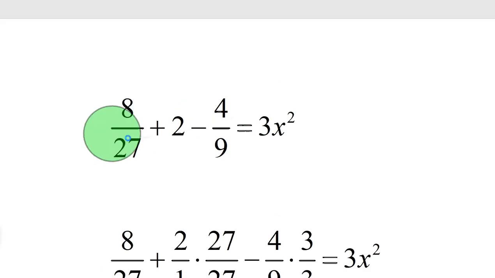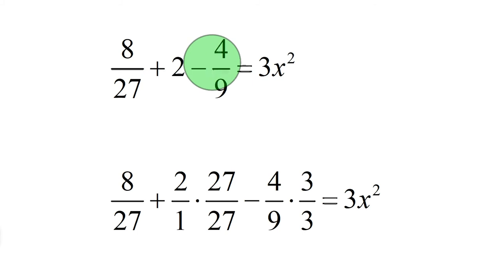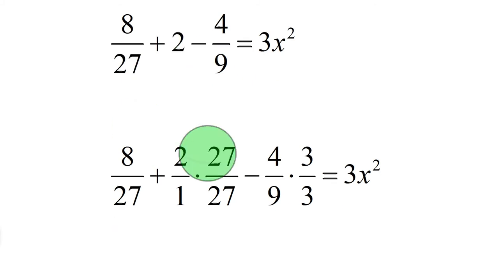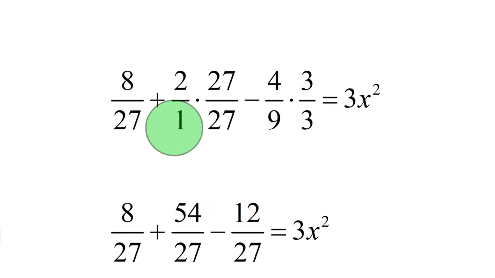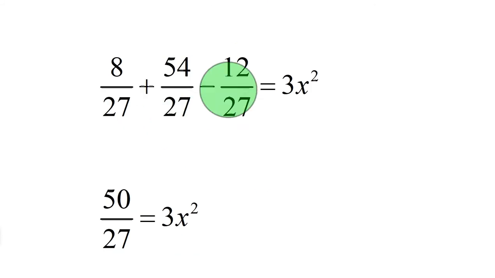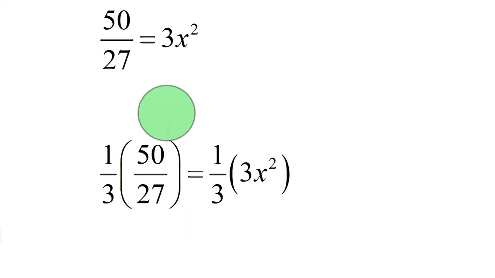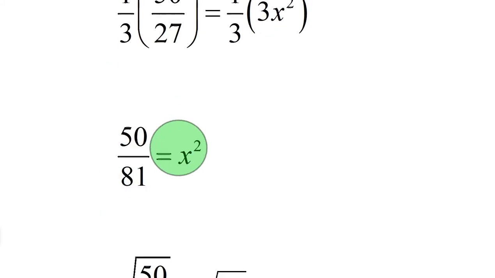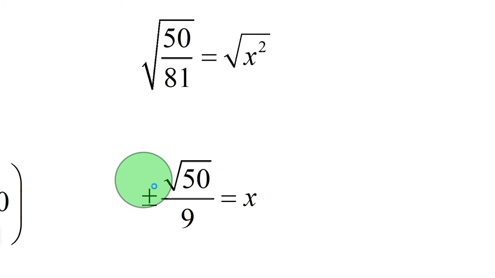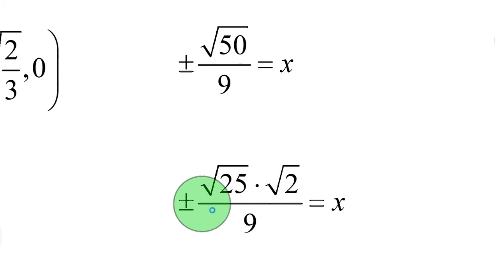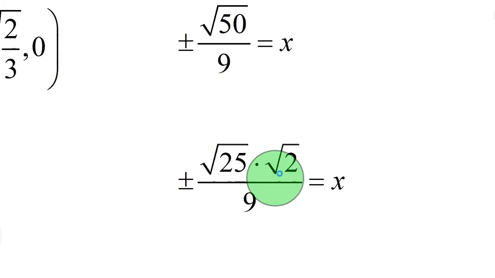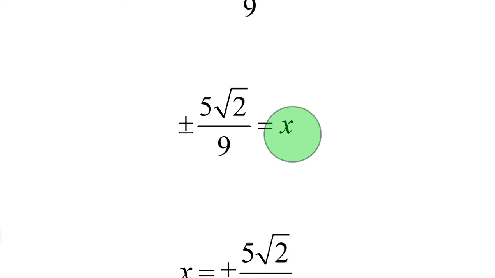All right, so we end up with this, and then we can combine these three numbers by having a common denominator of 27. Pretty fun stuff here. We get 50 over 27 equals 3x squared. Then we can divide by 3 or multiply by 1/3. We get 50 over 81 equals x squared. Take the square root. Don't forget plus or minus. And we get plus or minus square root of 50 over 9 equals x. The square root of 50 can be broken down into 5 radical 2. So final answer for our x value, plus or minus 5 radical 2 over 9.